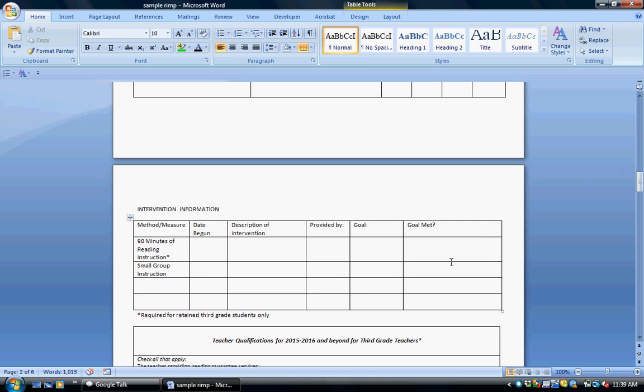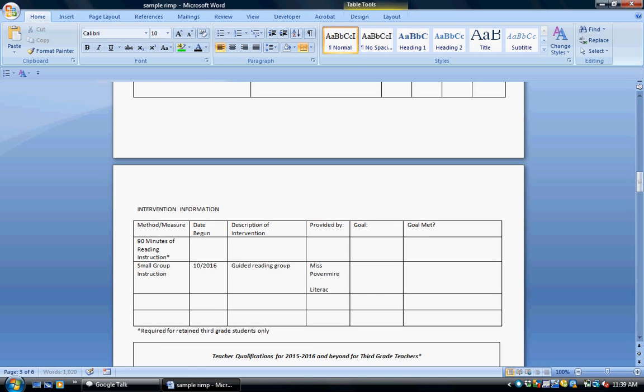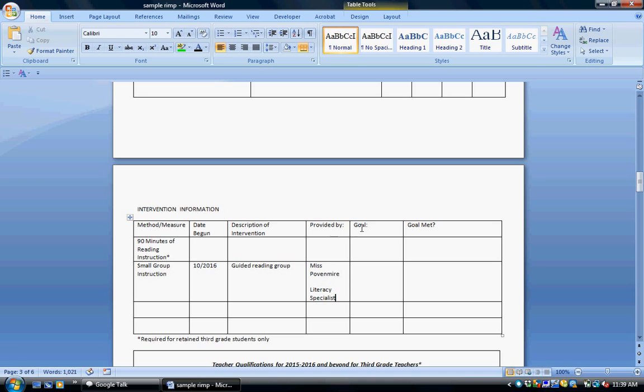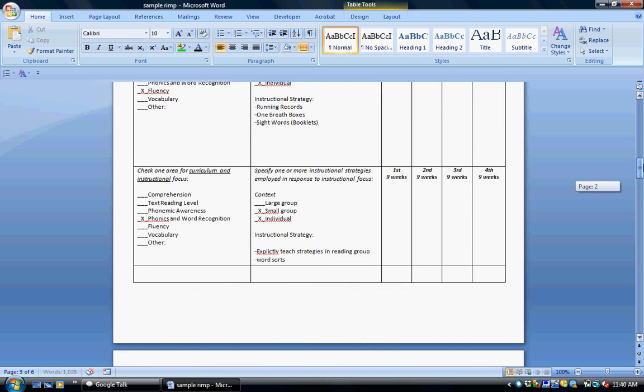So, intervention information. You don't need to fill out the 90 minutes of reading instruction unless you are a 3rd grade teacher. If you are doing small groups, you'll need to put the date in. We started those in October. It is a guided reading group. It is provided by the classroom teacher. Helps if you spell your name right. And the literacy specialist. Our goal is to get him on a level B book with 85% comprehension. Okay, we'll talk about the rest of the bottom later.